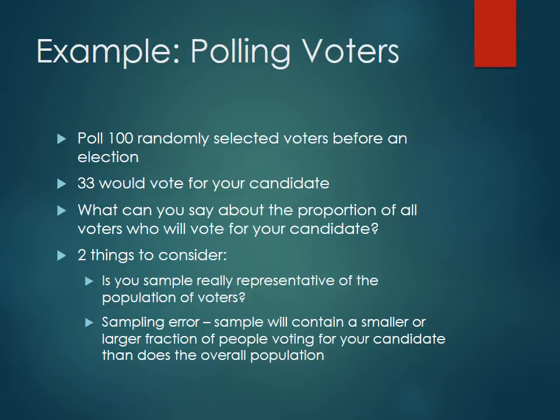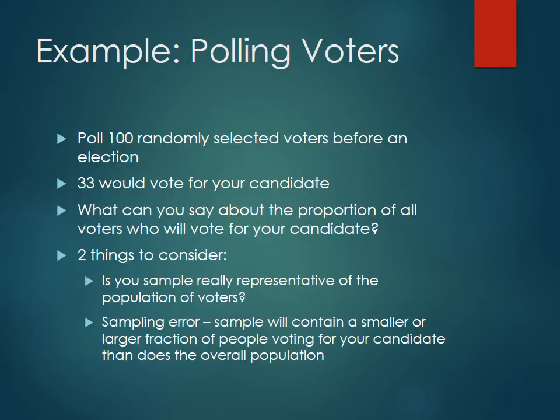Another good example of using confidence intervals around proportions would be polling voters. Again, this is a very topical type of thing. So if you were to randomly poll 100 selected voters before the election and say 33 of them said they were going to vote for your candidate, you don't want to just say, well, I'm assuming my candidate's going to get 33% of the vote, because really you can't say 100% that those people are going to be representative of the whole population. So you can come up with a confidence interval to say that I'm 95% sure that this range of people should be voting for my candidate.